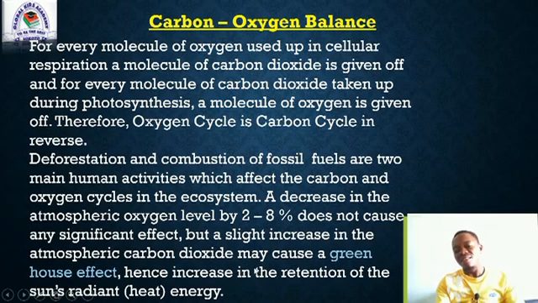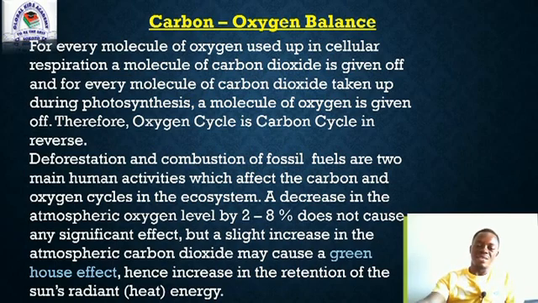A decrease in the atmospheric oxygen level by 2 to 8% does not cause any significant effect to the ecosystem, but a slight increase in the atmospheric carbon dioxide may cause a greenhouse effect, which we also refer to as ozone layer depletion. Hence, an increase in the retention of the sun's radiant or heat energy.